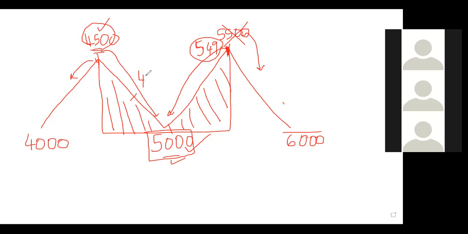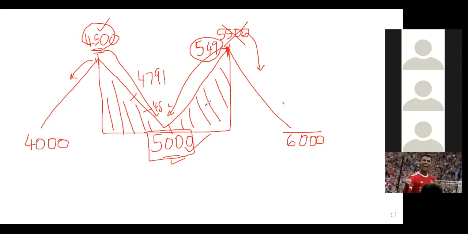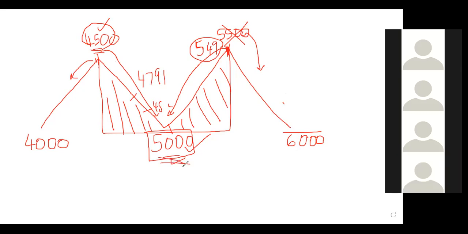For example, 4,791, 4,800, blah, blah, blah. You see that? Everything will be rounding off to 5,000. Same way, I can increase another 0 and another 0. It becomes 40,000, 50,000, 60,000. You see that? But the idea is the same.